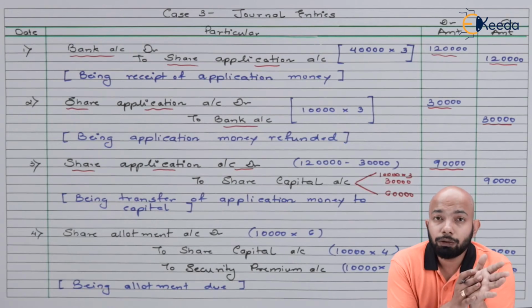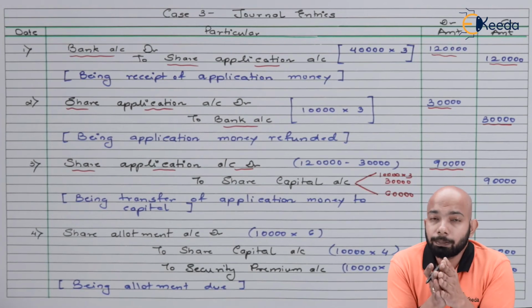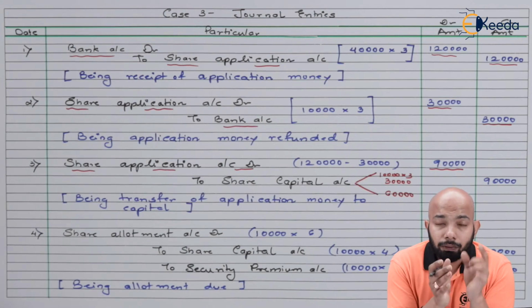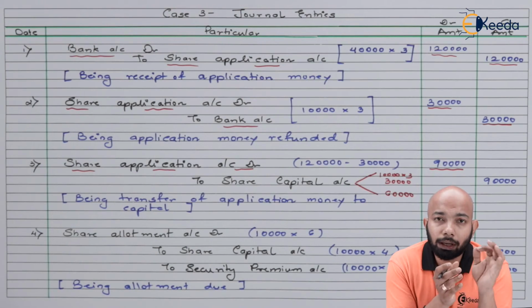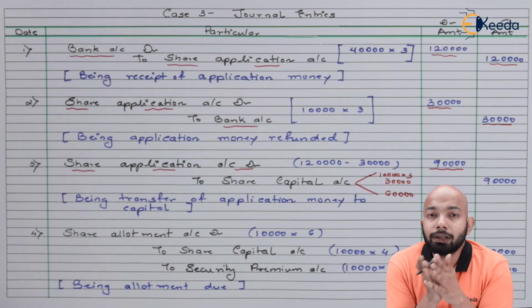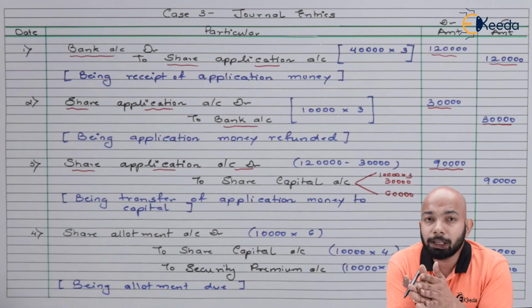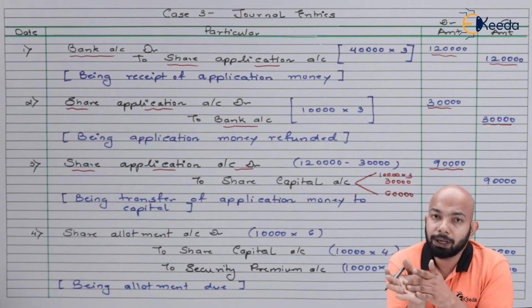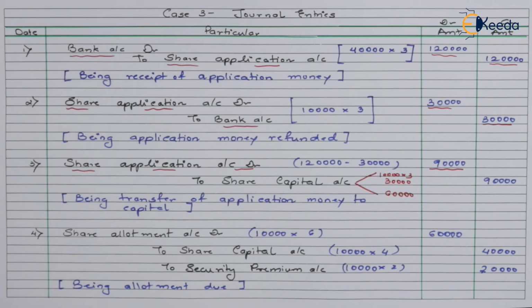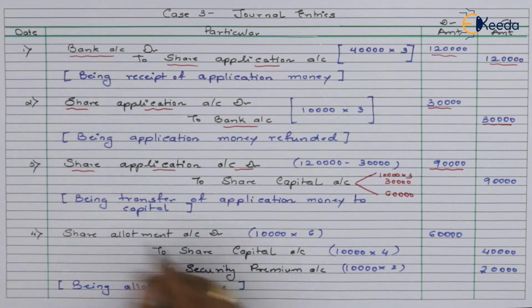As every share of rupees 10 has been issued at rupees 12, that means it is a clear case of premium issue. Hence, when we mention the allotment entry, it will be share allotment account debit to share capital and securities premium, or equity share premium. The amount will be 10,000 multiplied by 6, that is 60,000.